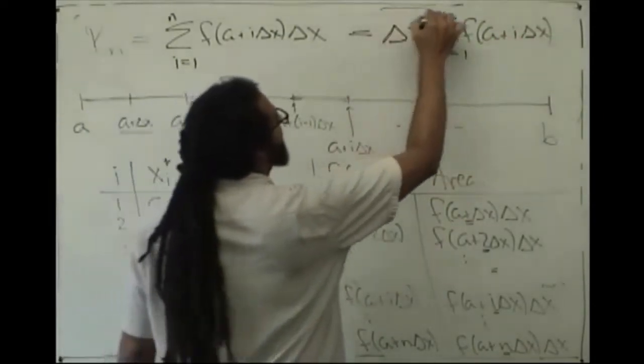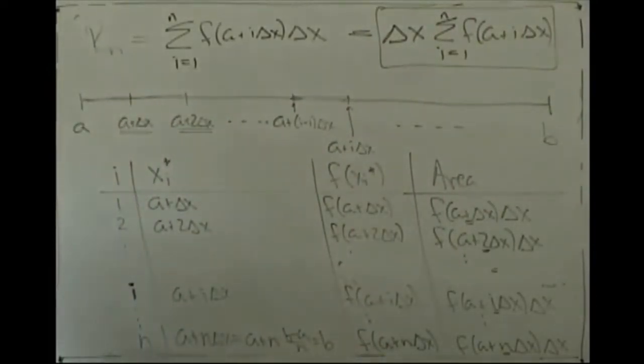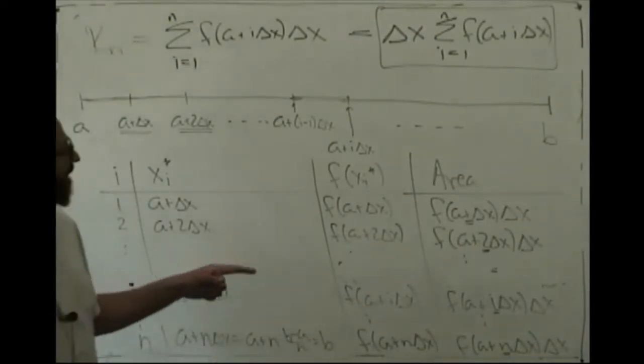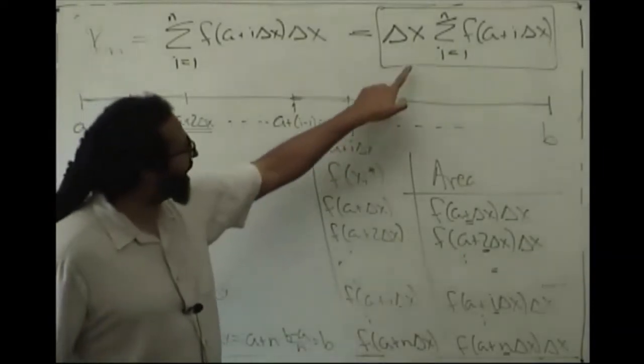All right, so here's our expression for the approximation for the area under the curve y equals f of x on the interval from a to b using n rectangles.